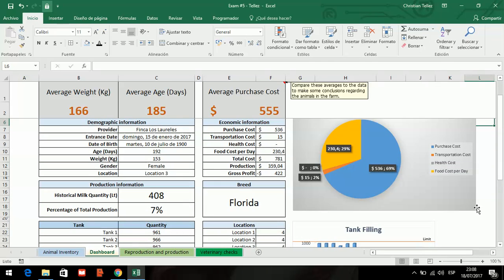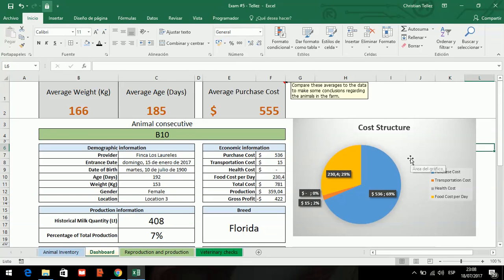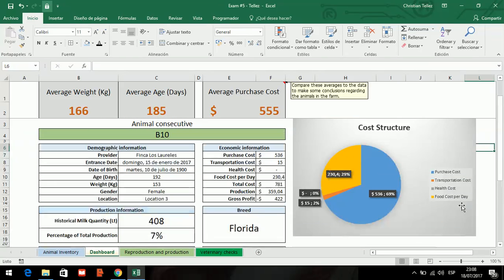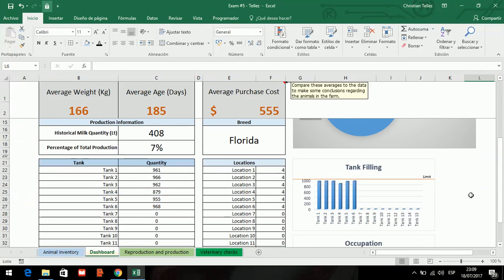I think this is obvious, but sometimes we can have some others that are causing the cost structure to be different. For example, if an animal has a health cost that is higher than the purchase cost, we have a problem here. That gives the owner the opportunity to make some changes if needed.